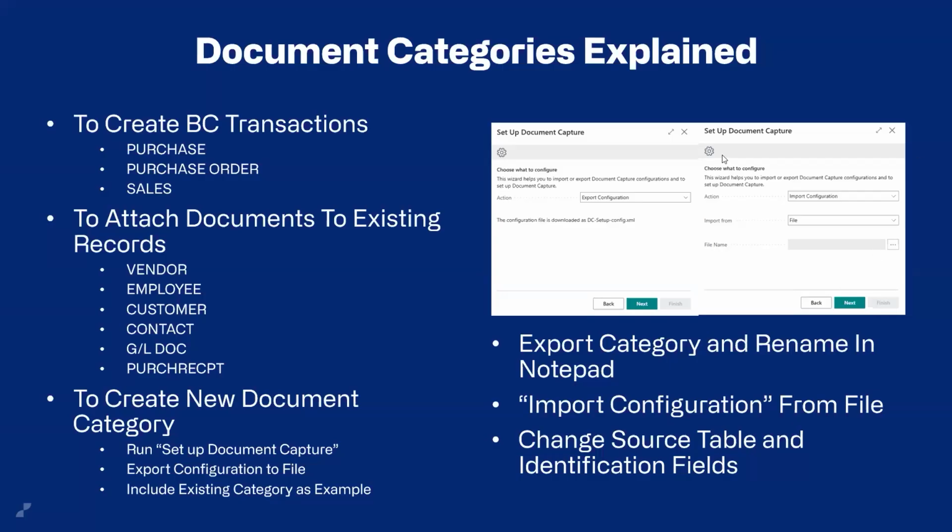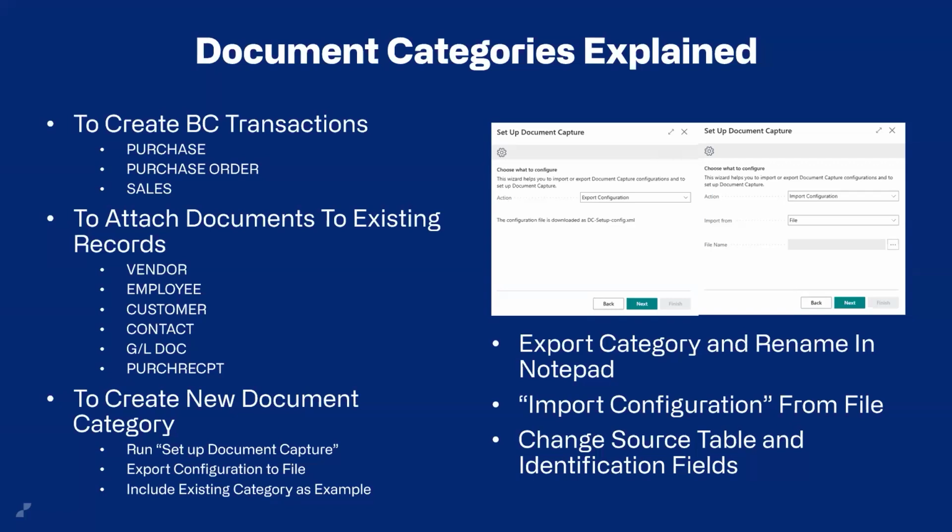And I'll show you and take you through that exercise. We have a couple minutes left, so it should be rather quick to take you through this exercise. What you need to do is take one of our existing document categories. Because all of these other document categories are used to attach documents to existing records, you can use one of these categories as your basis for a different type of existing record.